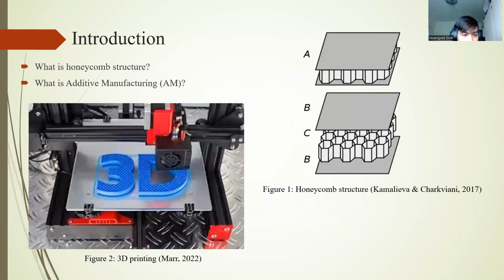The next one is, what is additive manufacturing? Figure 2 is the 3D printing machine. Additive manufacturing is a fabrication method that creates the 3D form via the accumulation of material coupled with computer design, which is called CAD. Additive manufacturing has been popularized in rapid prototyping and customized design solutions.